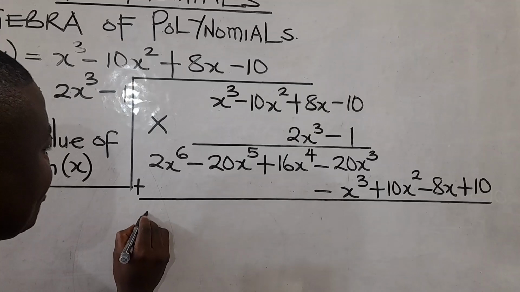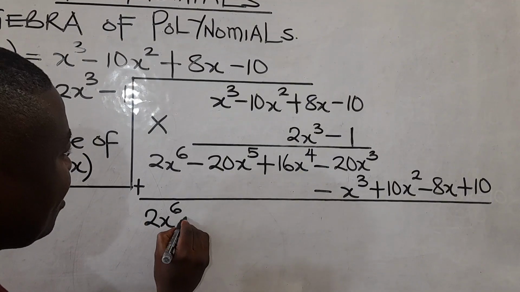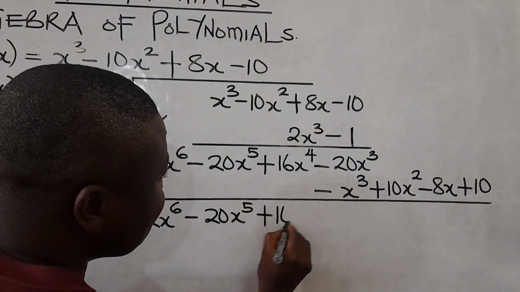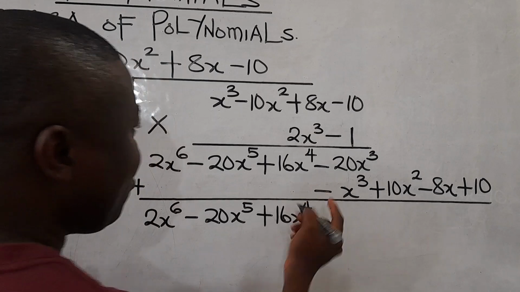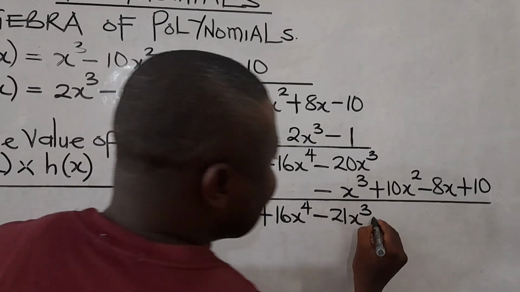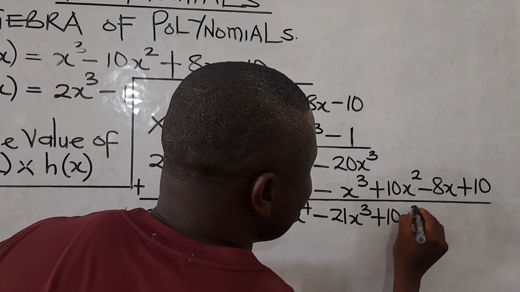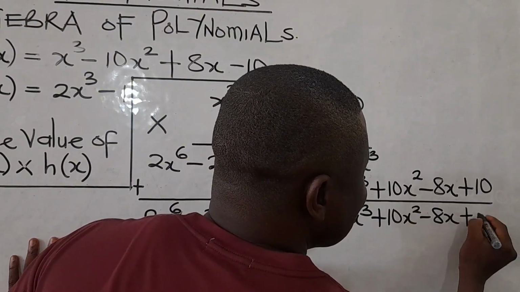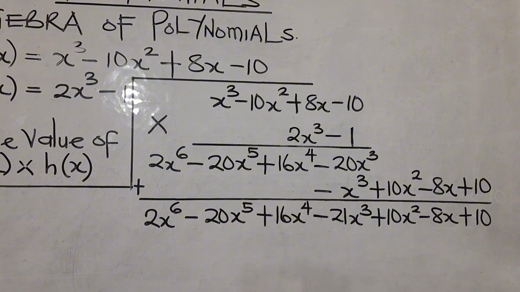Okay, let's start here. This is 2x to the power 6 minus 20x to the power 5 plus 16x to the power 4. Now, when you add this, you have negative 21x to the power 3, and this is plus 10x to the power 2 minus 8x plus 10. We are there. So no matter how long it is, when you follow this route, you are likely not to make a mistake.